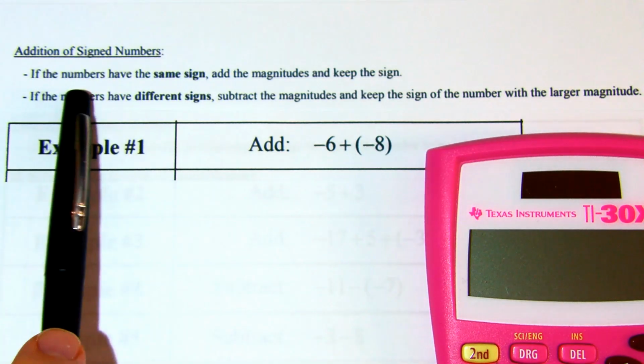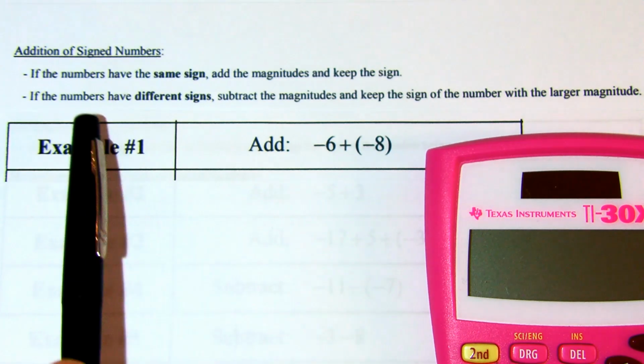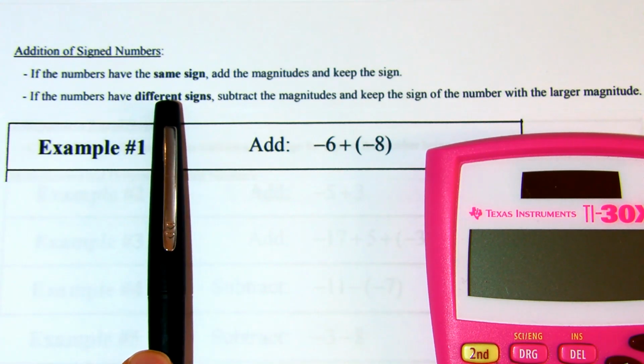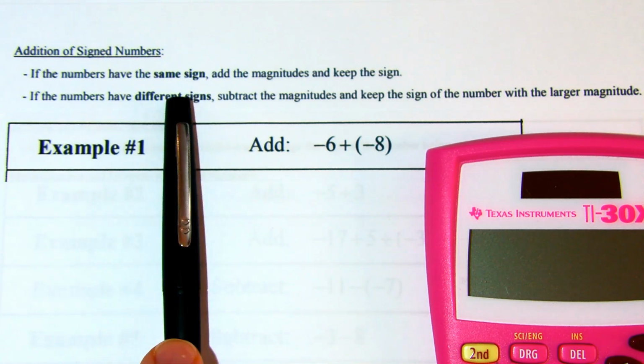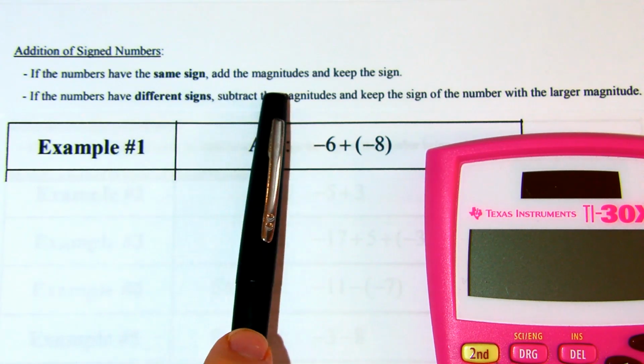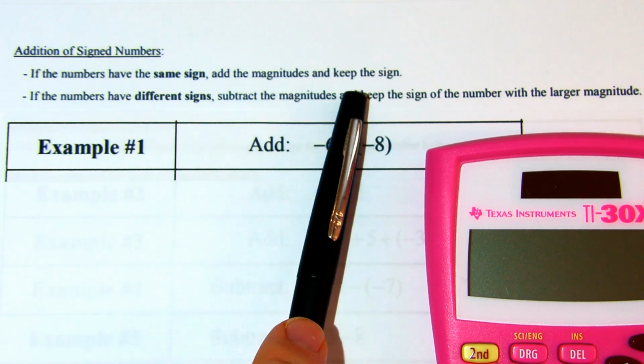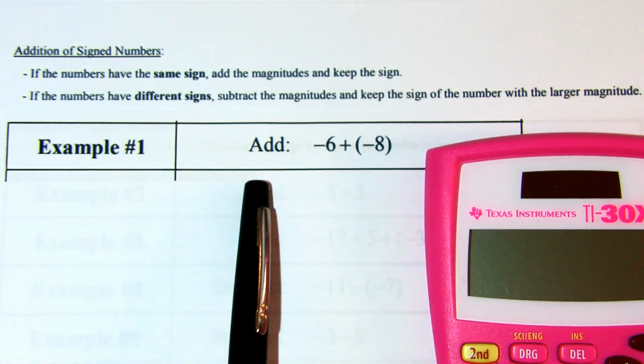This is talking about how to add two signed numbers. If the two numbers have the same sign, so we're talking about positive 5s and negative 2s, that kind of thing, then you're going to add their magnitudes, like absolute value. You're just going to add the two numerical values, ignoring the sign, but then you keep the sign. So here's the first example.